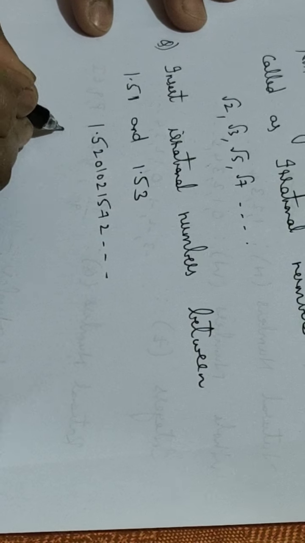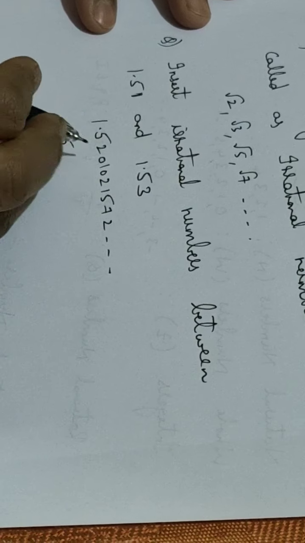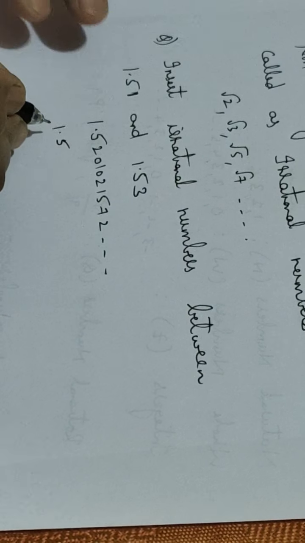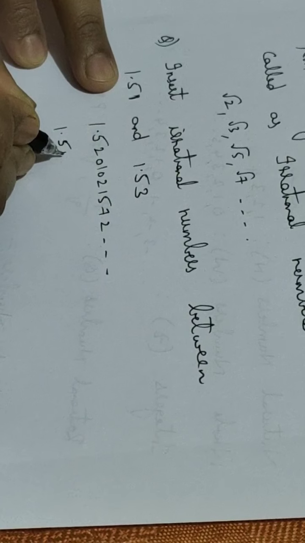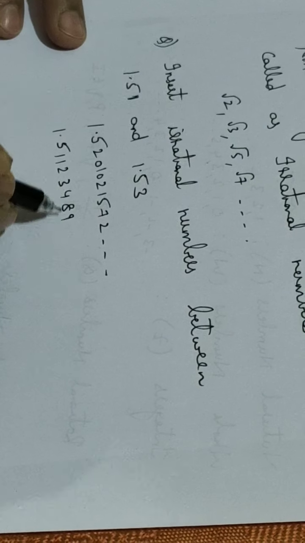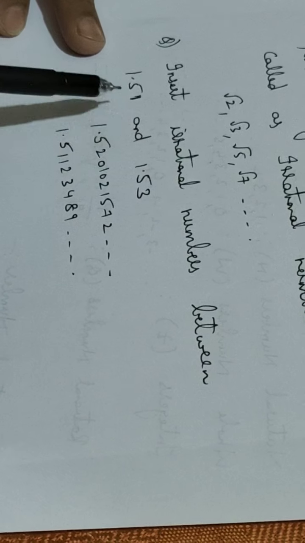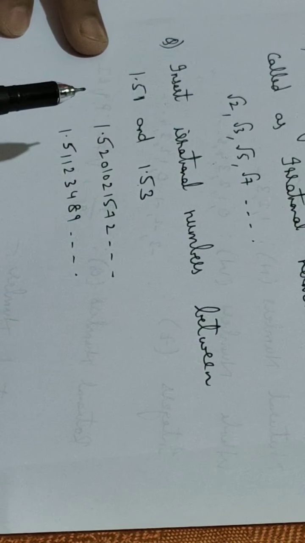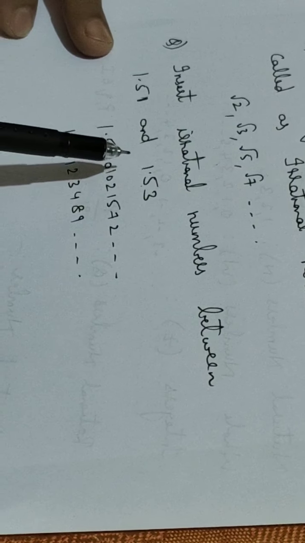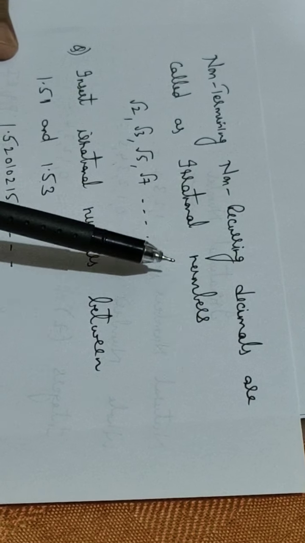In this way, we can write any number of irrational numbers. 1.51, 1, 2, 3, 4, 8, 9. You can write any digits. So in this way, we can insert any number of irrational numbers between the given two numbers. So what are irrational numbers? Non-terminating, non-recurring decimals are called irrational numbers. Thank you.